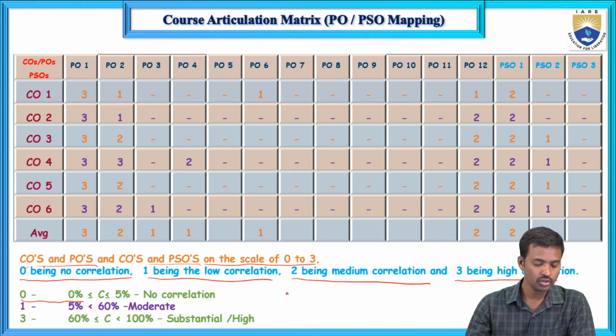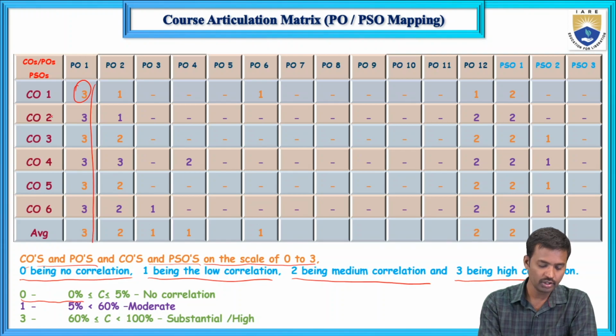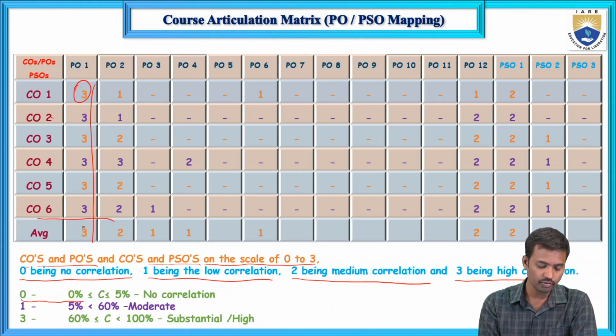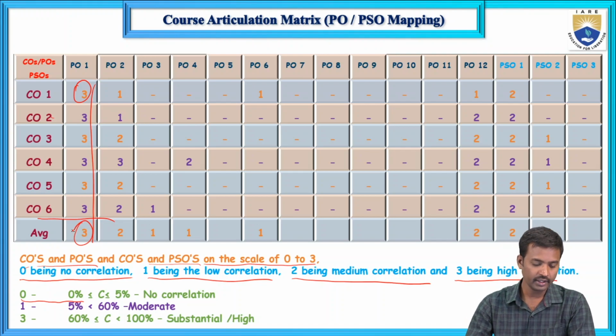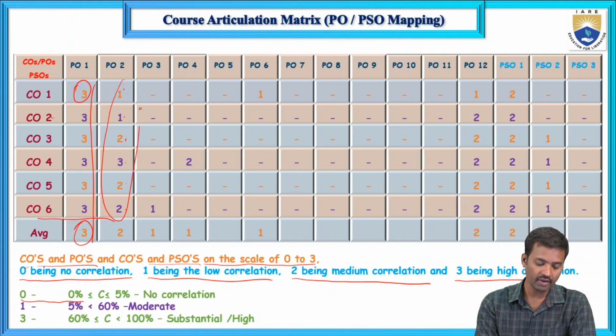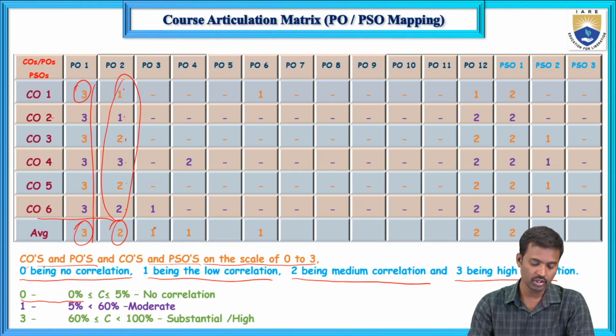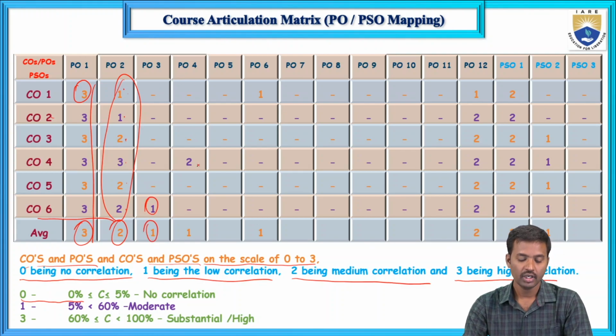So now CO1 is 3. For CO1 to CO6 with PO1, the value is 1, and if you take the average of this, that value is also 3. Next, CO1 and PO2 is 1, 1, then 2, 3, 2, 2. If you take the average of this, the value is 2. Count it and average, and this one is 1 and the average is 1, and this average is 1, and this is 1, average is 1.